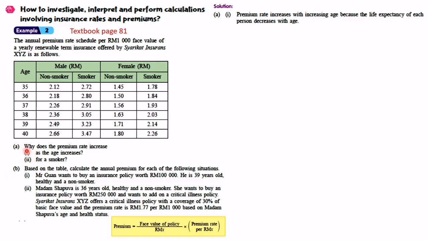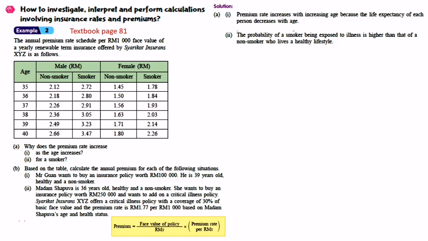Second, why does the premium rate increase for a smoker? The probability of a smoker being exposed to illness is higher than that of a non-smoker who lives a healthy lifestyle.